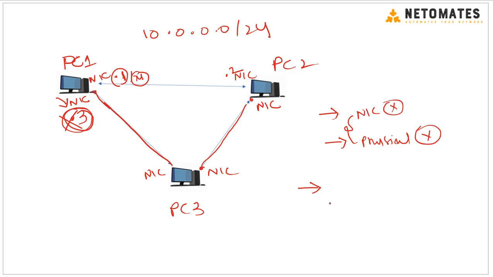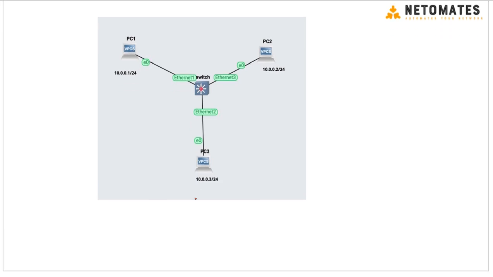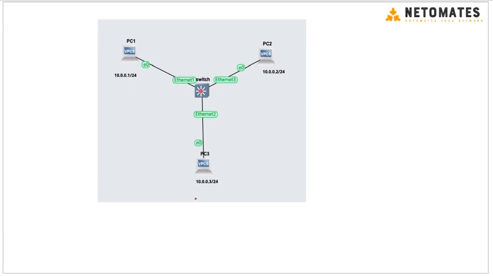So that's why a network device called a switch came into the picture to resolve these issues. Let's see how a switch works. We have taken three PCs and given the IPs .1, .2 and .3, and we connected each PC to the switch. A switch or any other network device will have multiple network interface cards.